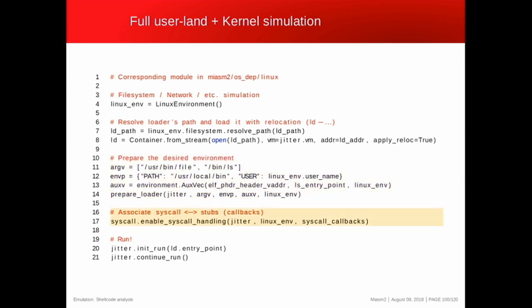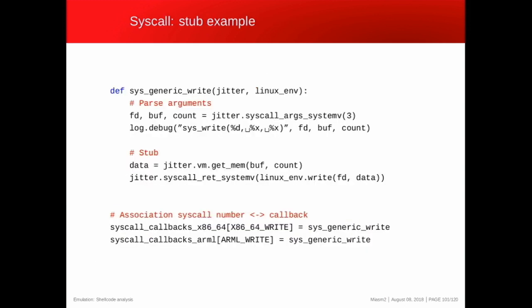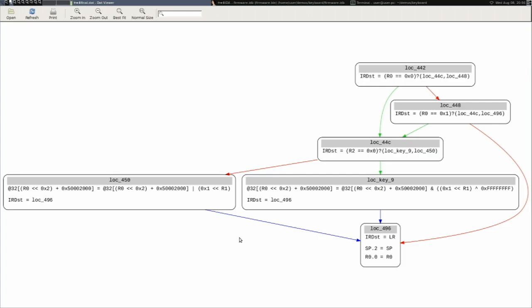And as we did for function stubbing before, we can stub the syscalls, so we can simulate them. For instance, if I want to write a generic write syscall, I just parse the arguments, knowing the calling convention, get the memory back from the VM, and call write on the fake file descriptors. Then I associate it to the correct syscall number, and it's done.